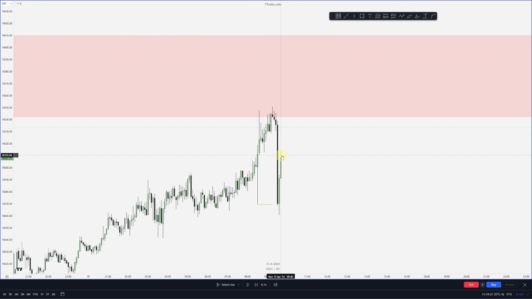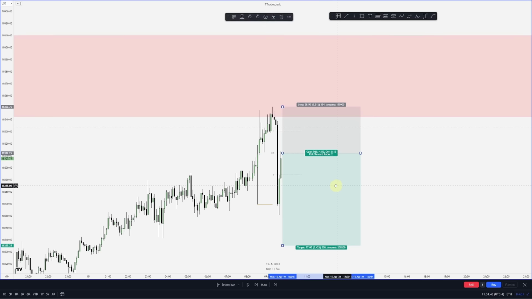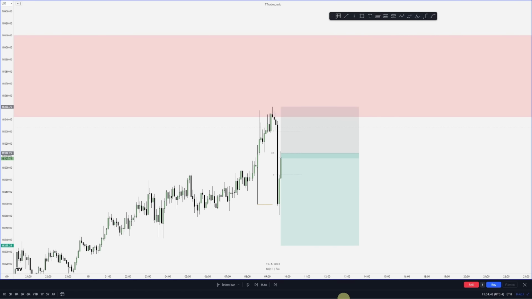So I can either look to take an entry at a premium of this range or at the consequent encroachment of this fair value gap, or I can let it start to trade away before I enter. In this case, we're going to just take an entry at the consequent encroachment with my stop on this high, and then looking to target 2R. So there we are. Let's see how this works out.